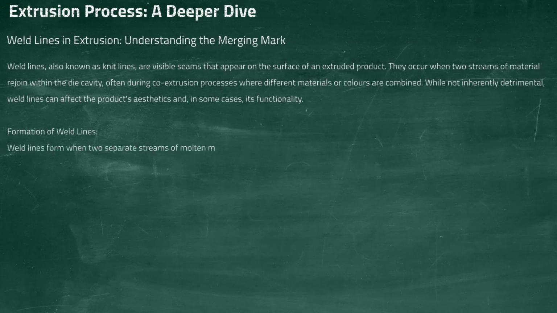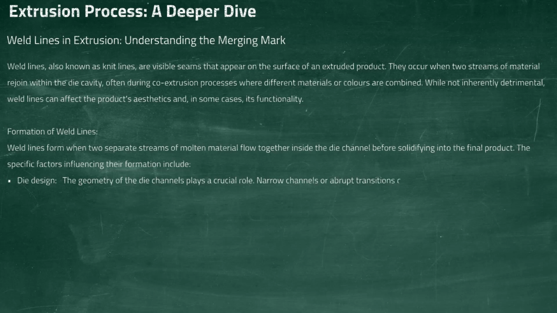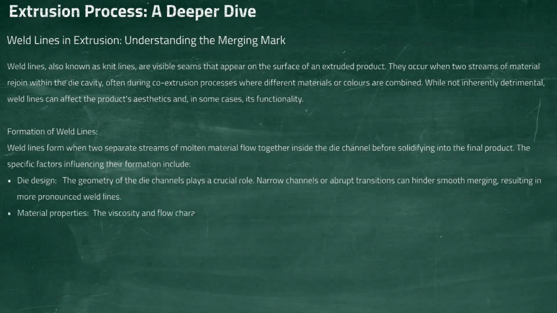Formation of weld lines. Weld lines form when two separate streams of molten material flow together inside the die channel before solidifying into the final product. The specific factors influencing their formation include die design. The geometry of the die channels plays a crucial role. Narrow channels or abrupt transitions can hinder smooth merging, resulting in more pronounced weld lines.